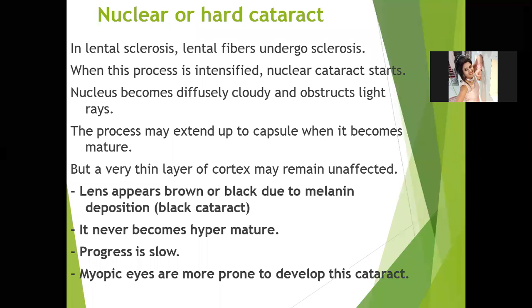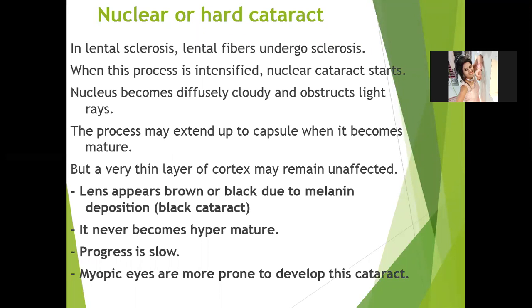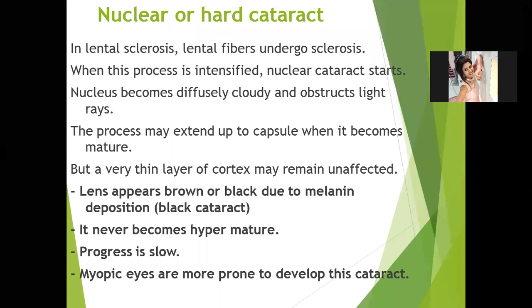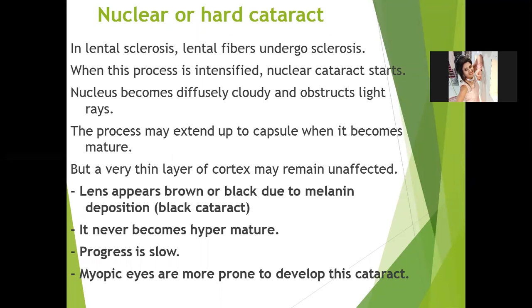And the discoloration of the lens in the nuclear cataract is due to the deposition of melanin and other pigment derived from the photooxidation of the aromatic amino acids present in the lens. At maturity, the sclerotic process may extend almost to the capsule so that the entire lens functions as a nucleus, but hypermaturity does not occur.